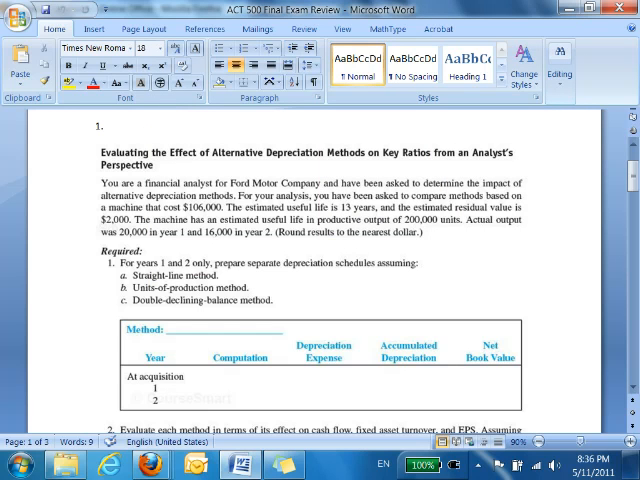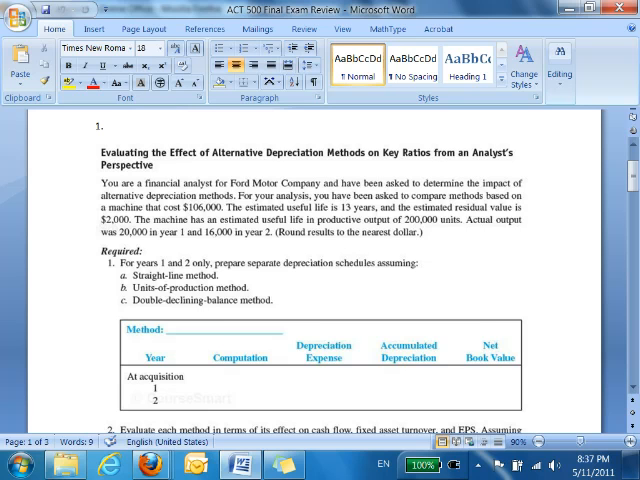You are a financial analyst for Ford Motor Company and have been asked to determine the impact of alternative depreciation methods. For your analysis, you have been asked to compare methods based on a machine that cost $106,000. The estimated useful life is 13 years, and the estimated residual value is $2,000. The machine has an estimated useful life in productive output of 200,000 units. Actual output was 20,000 in year 1 and 16,000 in year 2. We need to round results to the nearest dollar.